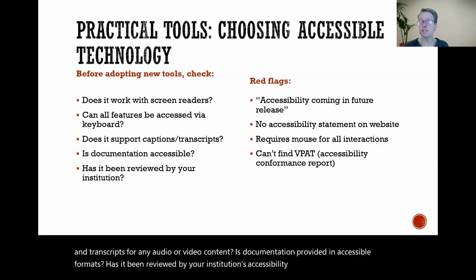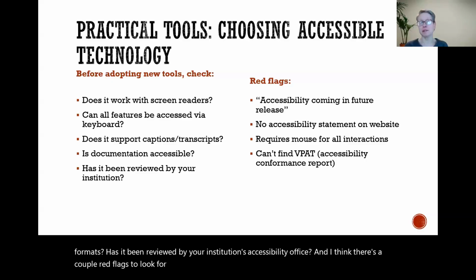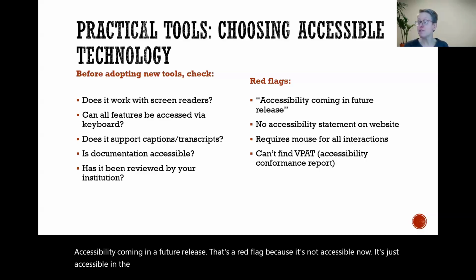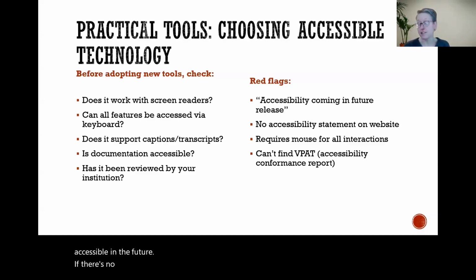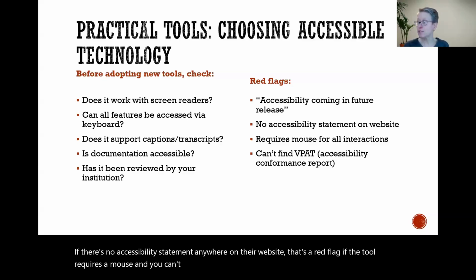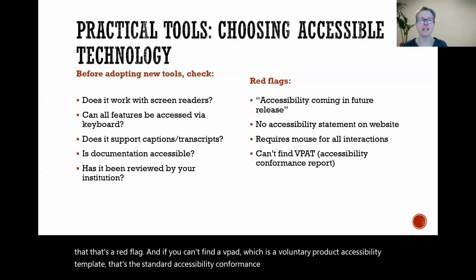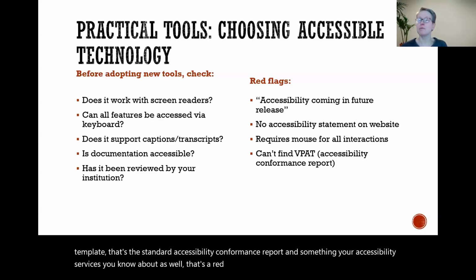And I think there's a couple red flags to look for. For example, if the vendor says accessibility coming in a future release, that's a red flag because it's not accessible now. It's just accessible in the future. If there's no accessibility statement anywhere on their website, that's a red flag. If the tool requires a mouse and you can't tab through or use the keyboard to go through for interactions, that's a red flag. And if you can't find a VPAT, which is a voluntary product accessibility template, that's the standard accessibility conformance report, and something your accessibility services should know about as well. That's a red flag.